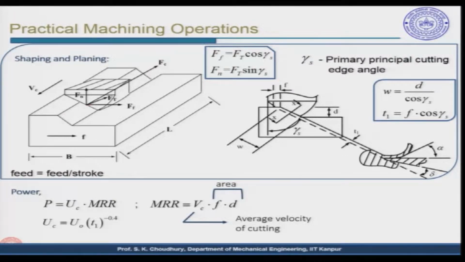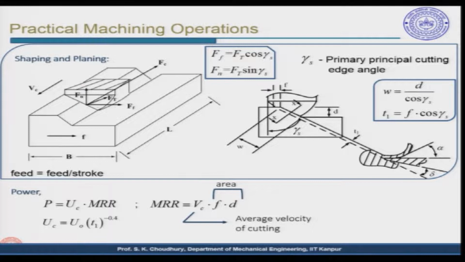Now, here the forces are the following: Fc will be acting along the Vc, Fn will be acting perpendicular to the machined surface, and Ff will be acting parallel to the feed direction, along the feed direction.